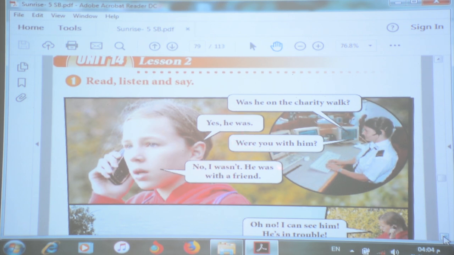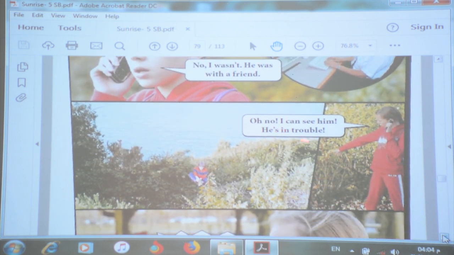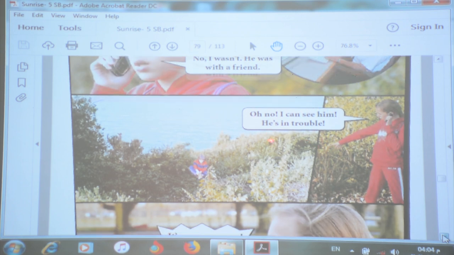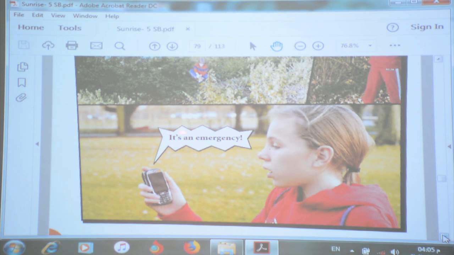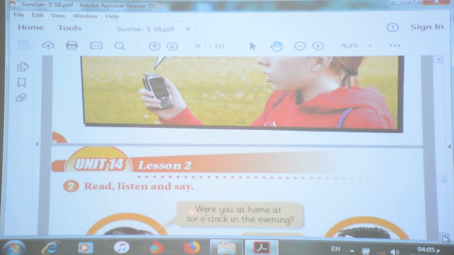No, I wasn't. He was with a friend. Again, we have he. Because we have he, you should put was for the past. He was with a friend. And look here. Oh no, I can't see him. He's in trouble, she said. Oh no, I can't see him. He's in trouble. And she said, it's an emergency. It's an emergency.